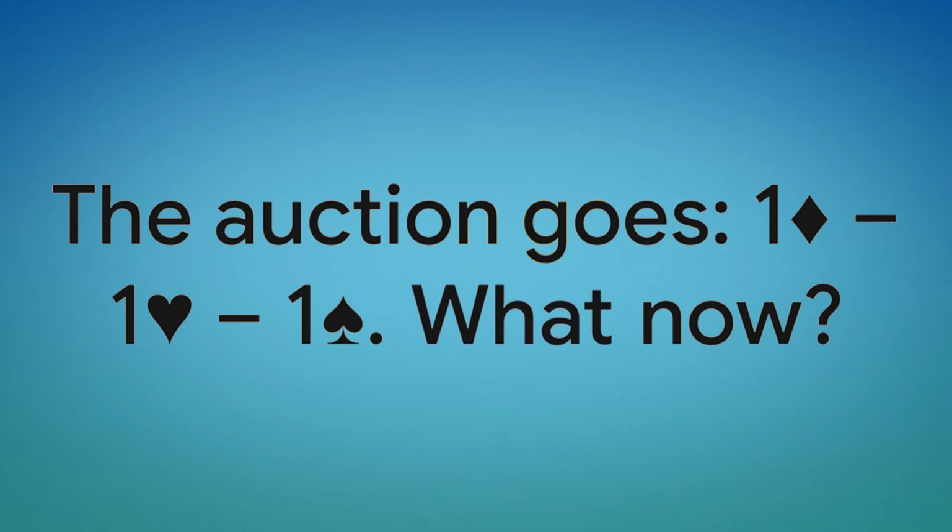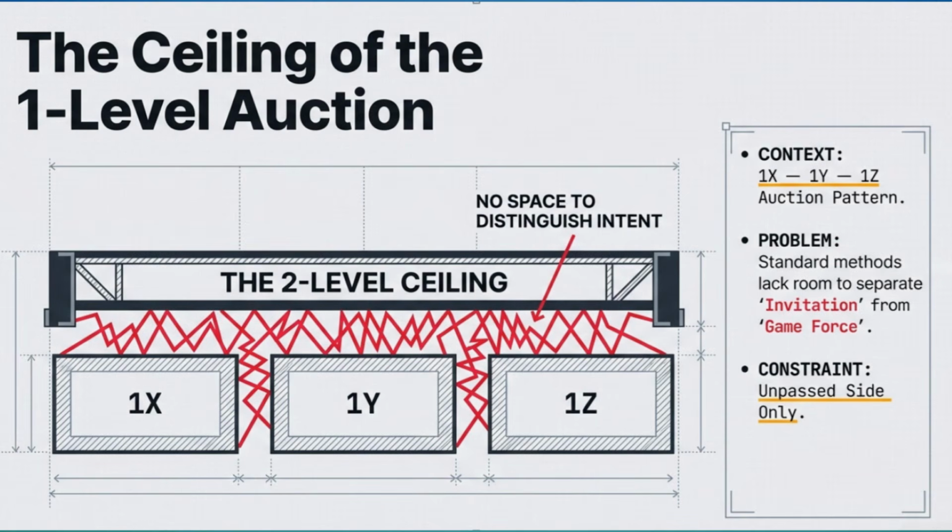All right, let's dive right into a classic problem. Imagine this. Your partner opens 1 diamond, you respond 1 heart, and then they come back with 1 spade. Okay, now what? You've each shown a suit, but you're at a crossroads. This is that spot where, honestly, so many partnerships just start guessing about their strength and whether a game is even on the table.